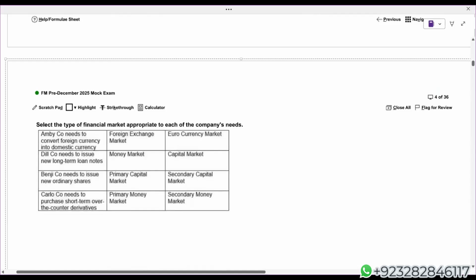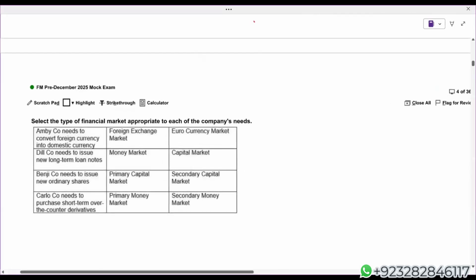Select the type of financial market appropriate to each of the following needs. MB company needs to convert foreign currency into domestic currency. Can I say foreign exchange market, where you can convert foreign currency to domestic currency? Okay.